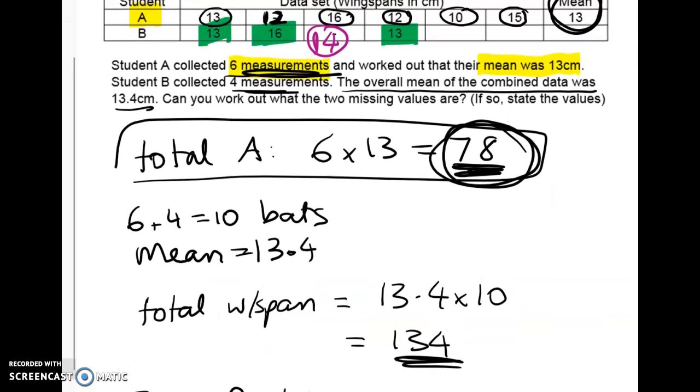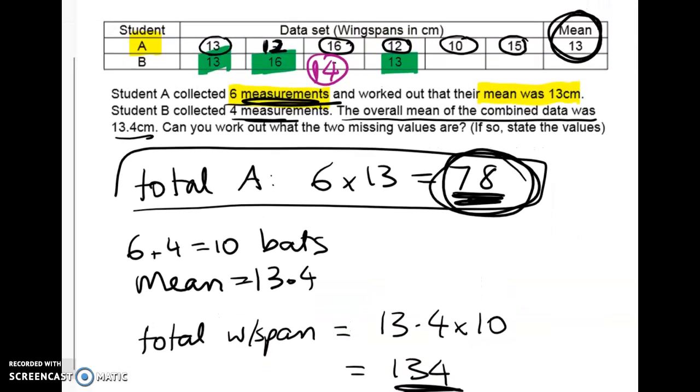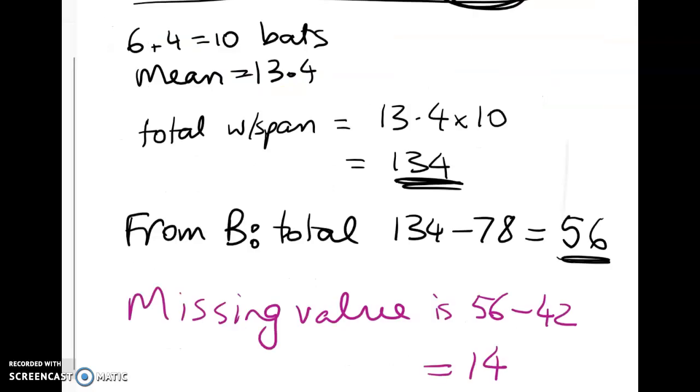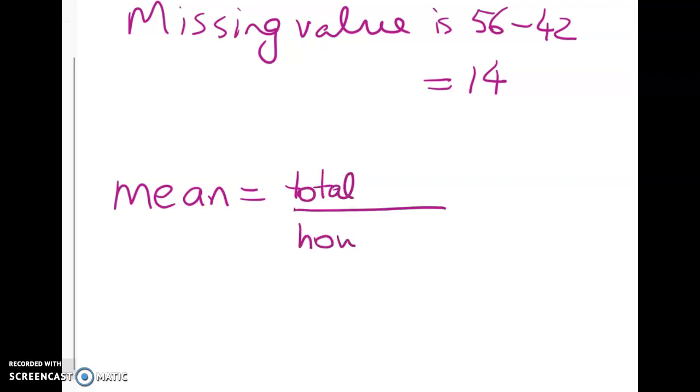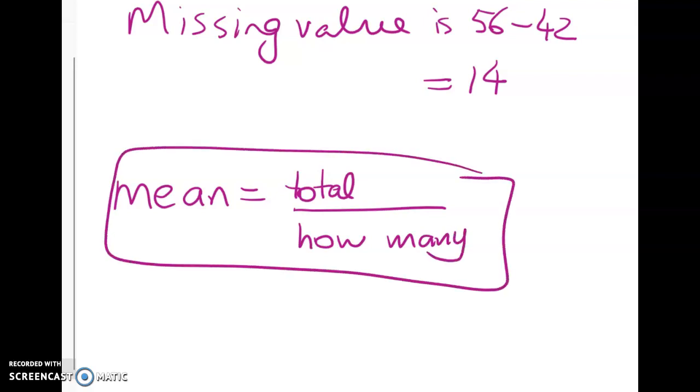So there you go. All of that question and a lot of the other kinds of puzzle problems in Year 9 come from a really good understanding of this: that the mean is equal to the total divided by the number of values. By manipulating this and thinking about this, we can often solve quite messy problems.